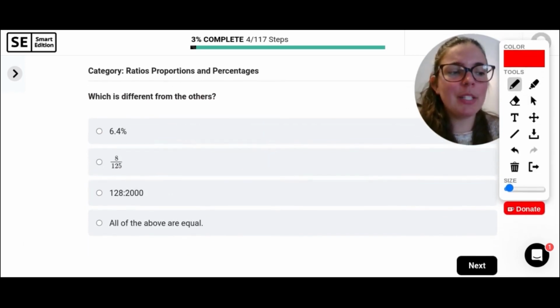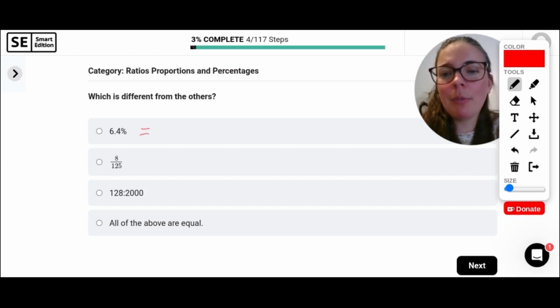All right, which one is different than the others? So let's see, 6.4%, 8 over 125, and then 128 over 2,000. These are all in different forms. If I can get them in the same form, then I can actually compare these a little easier. So I'm going to turn these into decimals.